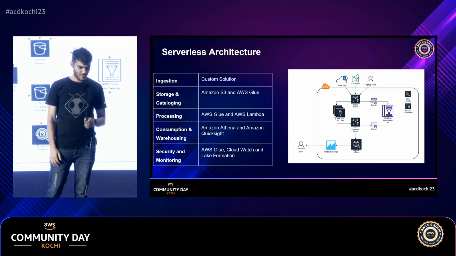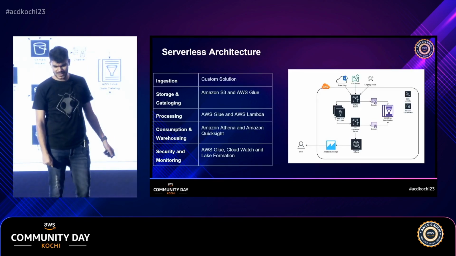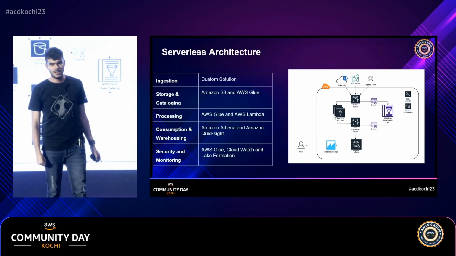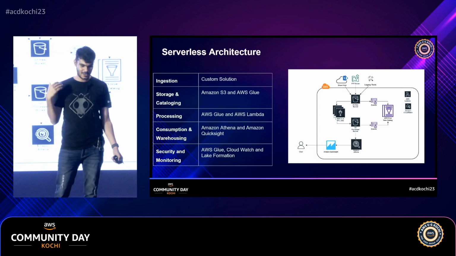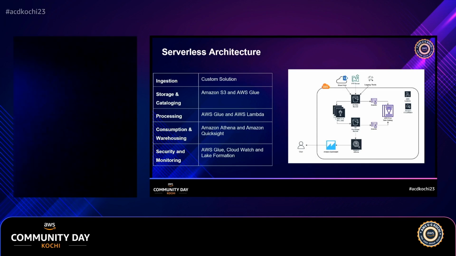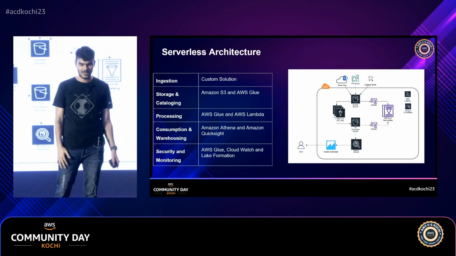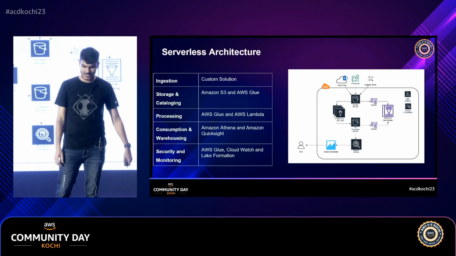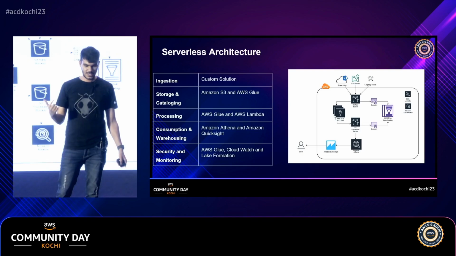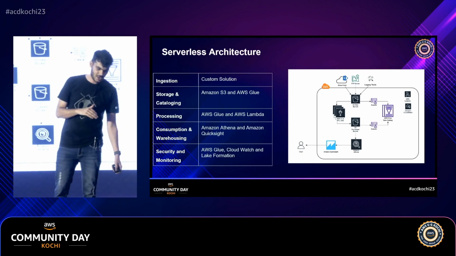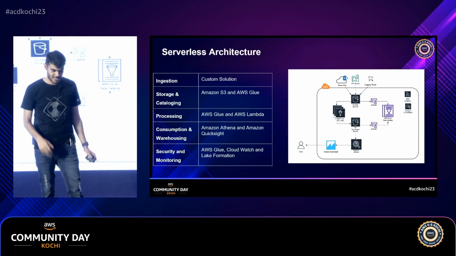So then we built the solution. This is what we came up with. For ingestion, we had to build a custom solution because the data was residing on FTP files. Some of the data was in SharePoint and a lot of other places. First thing we did was we brought all the data to Amazon S3. Then we used Glue to catalog the data.